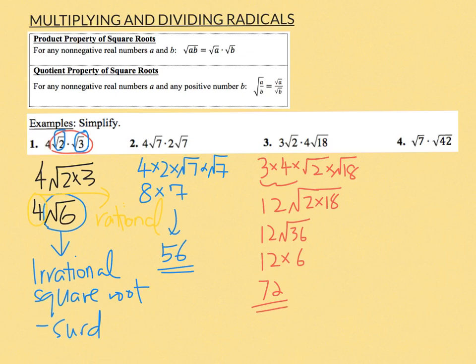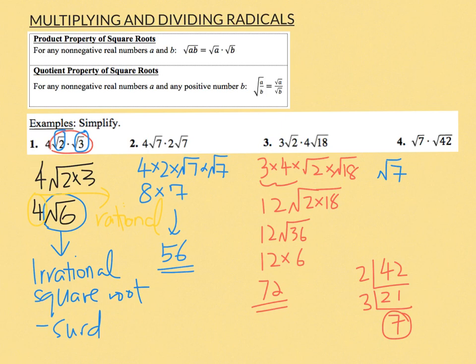In example 4, we are looking at square root of 7 times square root of 42. 7 is already the most simplified radical, so let's look at what happens to 42. I can divide 42 by, say, 2, I get 21, and I can divide 21 by 3, I get 7. So you can see that there's a 7 under the radical for square root of 42 that you can use to multiply with square root of 7.